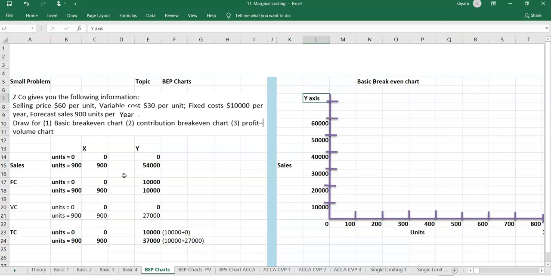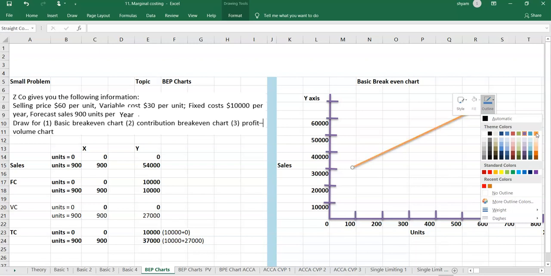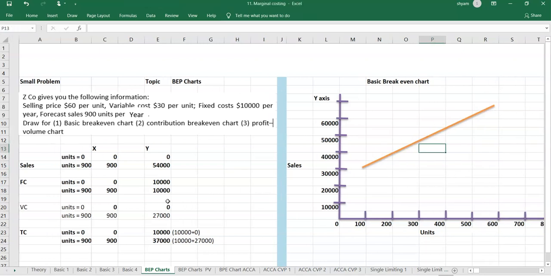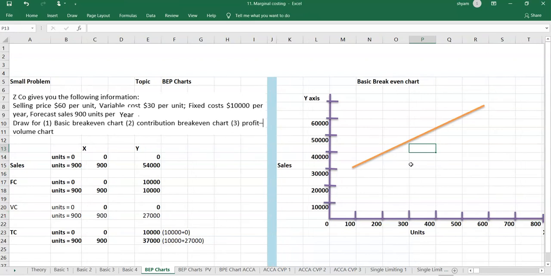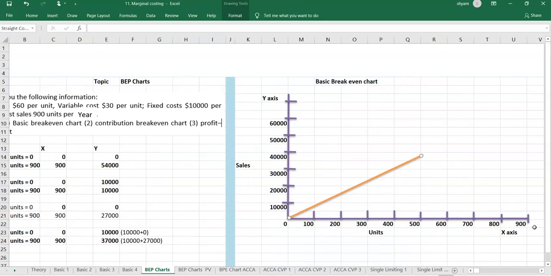So let's see the lines. We'll take a different line here. So this line we'll color it, take it as orange. Okay, so we'll mark. See, the sales is 0, 0. So the starting point would be here. 0, 0 is here. Units and the sales amount are same. And for 900 units, which is here, it's going to be 54,000.